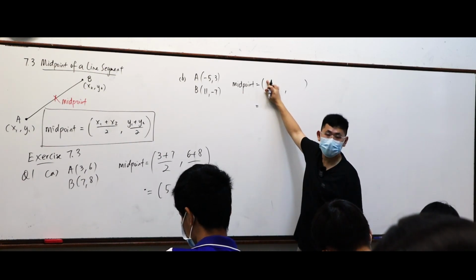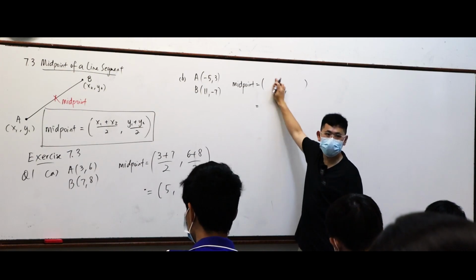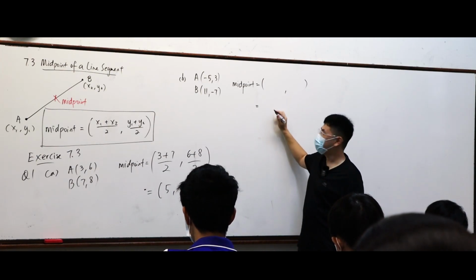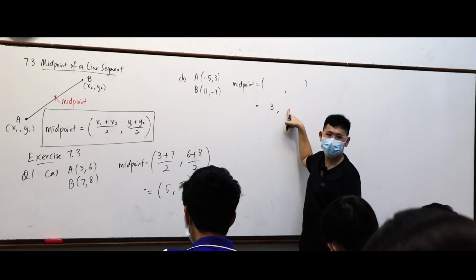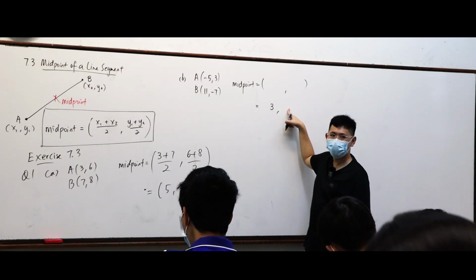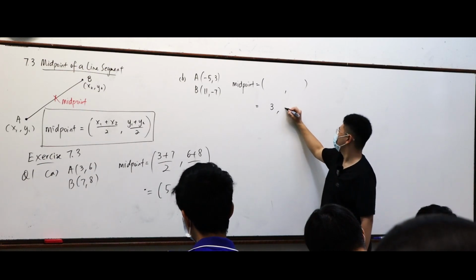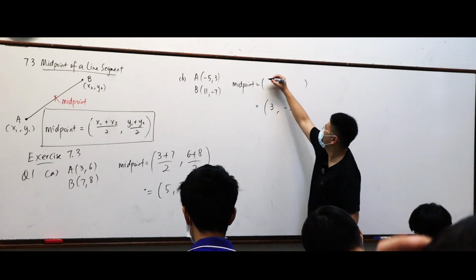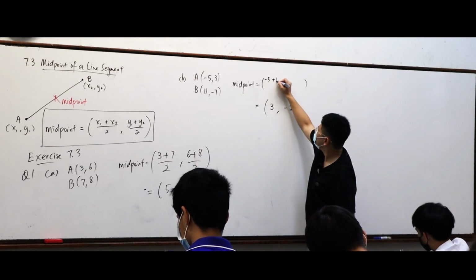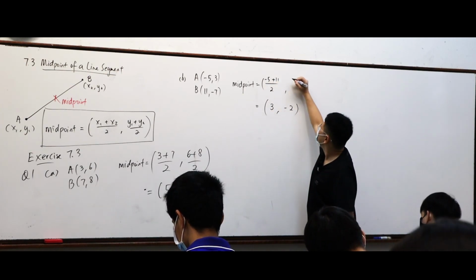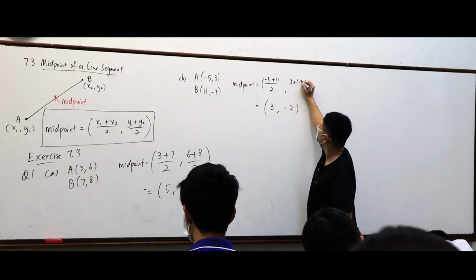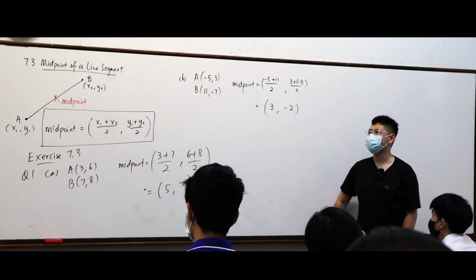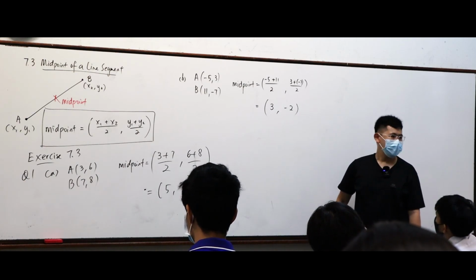This is 3 or this is 3? This is 3. This one is? Okay, 3 and -2. How to get 3 and -2? It will be -5 plus 11 over 2, and this is 3 plus -7 over 2, to get this midpoint. Nice. Alright, number 2.